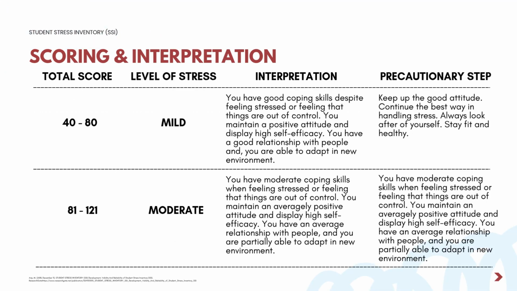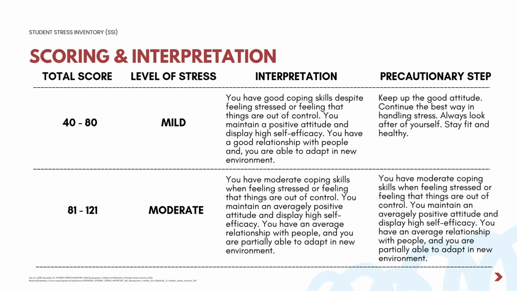Let's look at your total score, which is simply the sum of all your scores across the four scales we just discussed. A total score between 40 and 80 is mild. This means you have strong, healthy coping skills. Even when school gets hectic, you maintain a positive attitude and adapt well. Your precautionary step? Keep doing exactly what you're doing. Keep looking after yourself, stay healthy, and maintain those good habits.